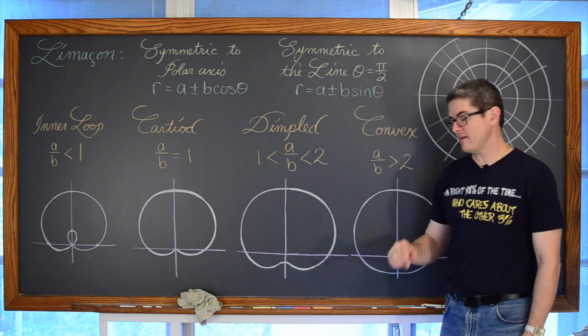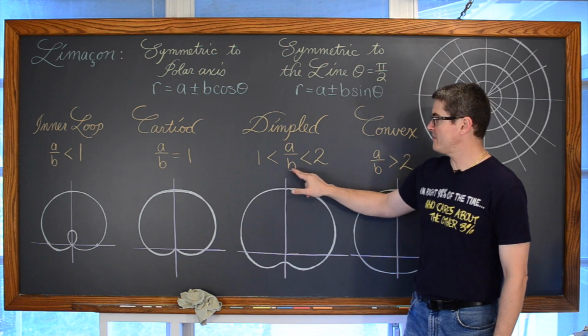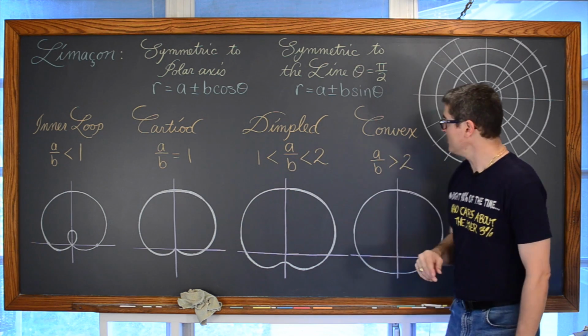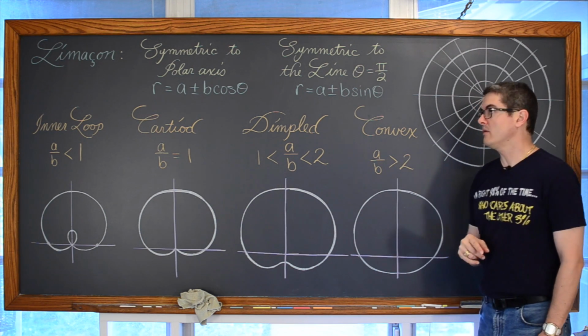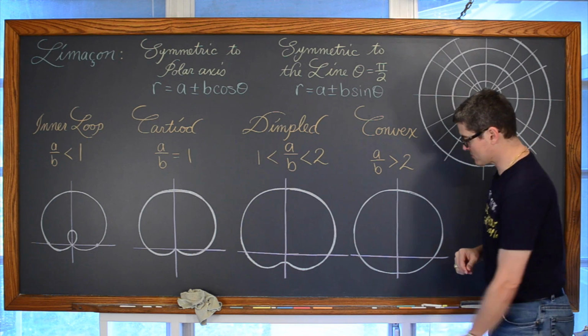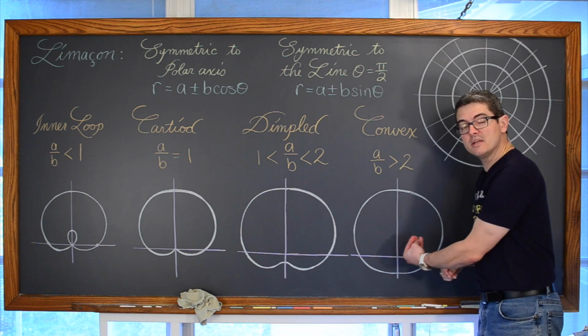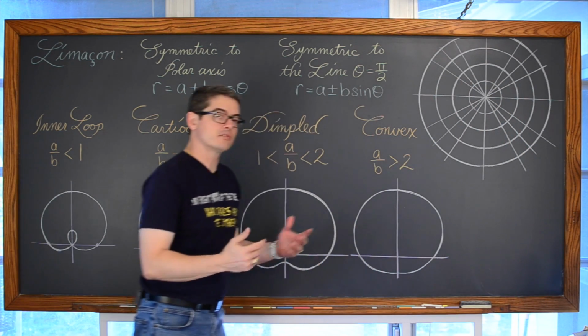Now, you just simply have a dimple, as you can see here, if a divided by b is greater than 1 and less than 2. And if you take a divided by b and you get a value which is greater than or equal to 2, then your limaçon is going to be identified as being convex. There's no place where it caves in, if you will, so it's convex instead of concave.